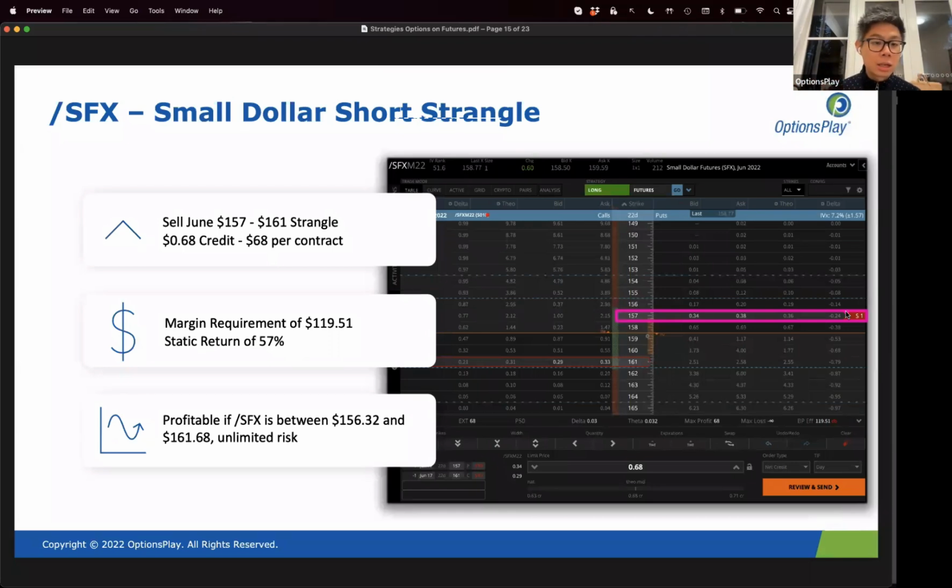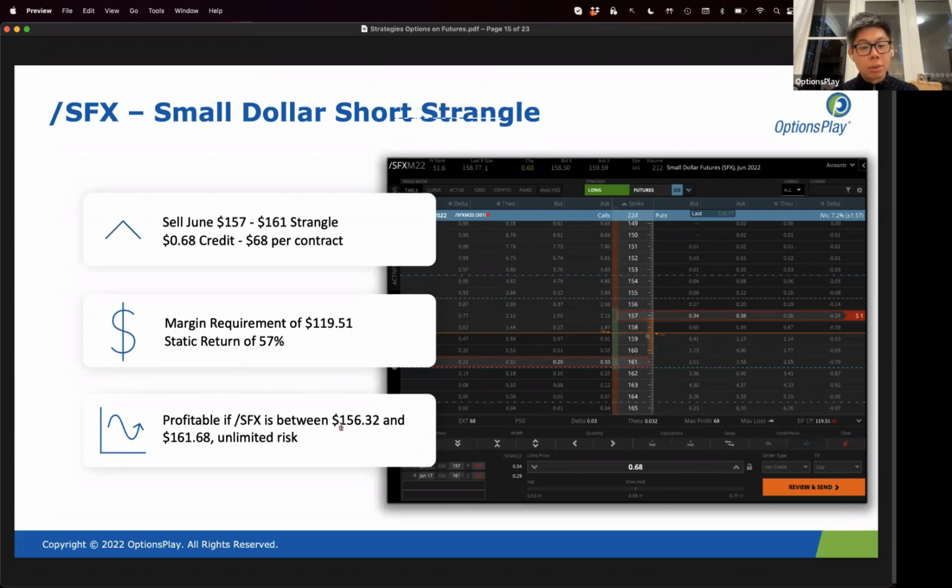And making that slight adjustment, what you've done here is you're now collecting $68 of premium per contract while increasing your margin requirement by about $10 or so. So you're collecting $18 more in premium, but only have to post about $10 more in margin requirements. So your static return now increases to 57% from what was 45% before. So if you make a slight directional bet, if you will, on this type of strangle, you can start to increase your potential reward.